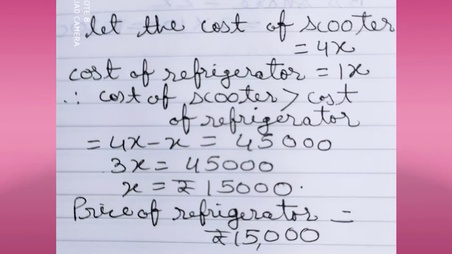Then the cost of the scooter is greater than the cost of the refrigerator. So we can write 4x minus x is equal to 45,000. Because whenever we compare, we do subtraction. So 3x is equal to 45,000, and so x is equal to rupees 15,000. And so the price of the refrigerator is equal to rupees 15,000.